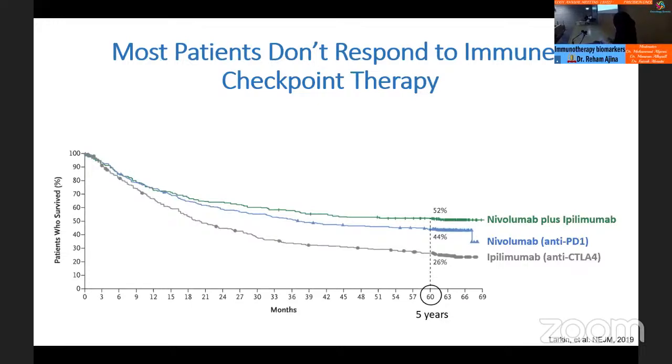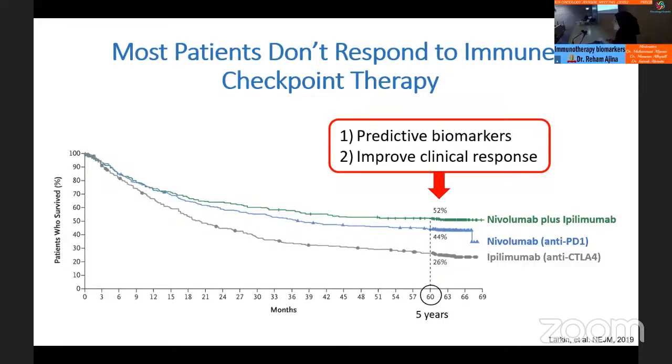For example, in this clinical trial published in the New England Journal of Medicine in 2019, patients with advanced melanoma treated with immune checkpoint inhibitors had a 5-year survival of 26% for ipilimumab, 44% for nivolumab, and 52% for the combination of nivolumab plus ipilimumab. This is a good number for patients who have advanced disease, so they were expected to die. However, we need to increase this number. We need to improve it to cover all cancer patients.